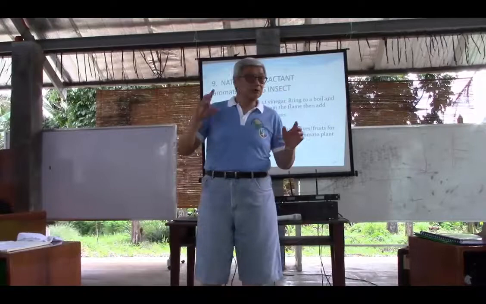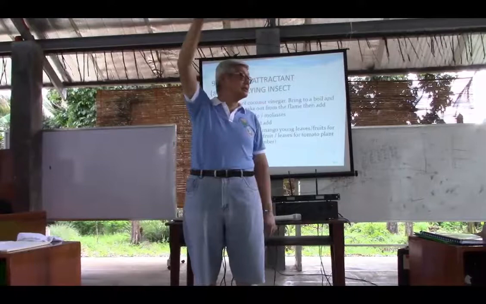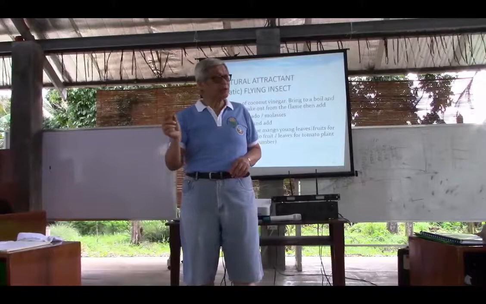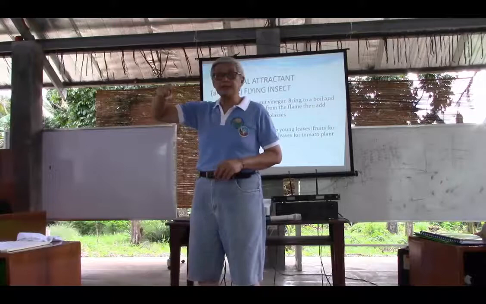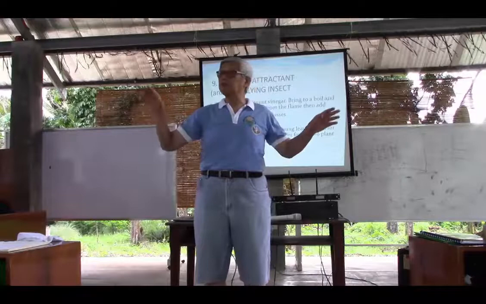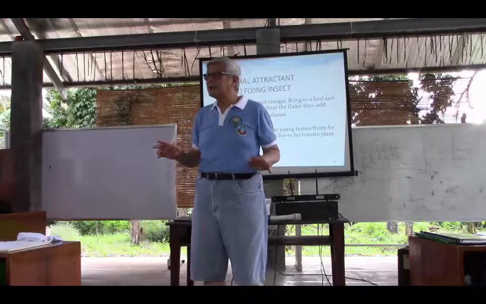Now, crawling and flying is a cycle of an insect. It means that flying insects will lay eggs, and after laying eggs, the eggs will hatch. When the eggs hatch, it becomes crawling. Crawling insects will go to a stage they call the metamorphosis stage. After the metamorphosis stage, they become flying. See? So this is the cycle of an insect.